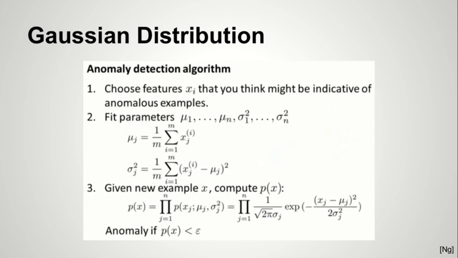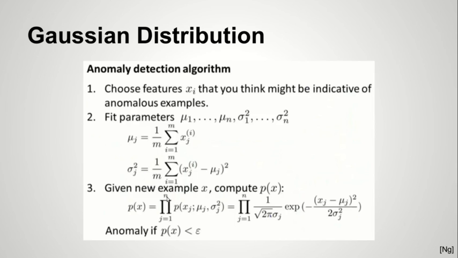Okay, let us put this in more formal terms. What would we want to do to flag an anomaly? First, we would choose features that might be indicative of anomalous examples, and we would fit parameters, calculate the mean and the variance for each of these samples, and given a new example, we would calculate the product. This pi symbol here is really the product of all our observations.